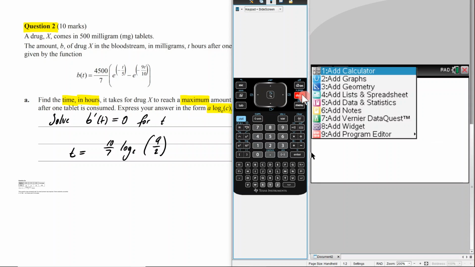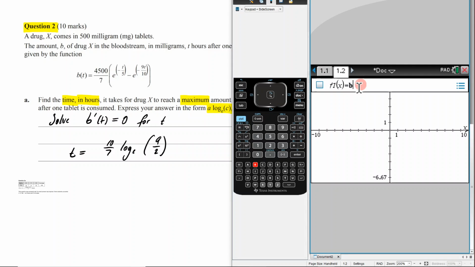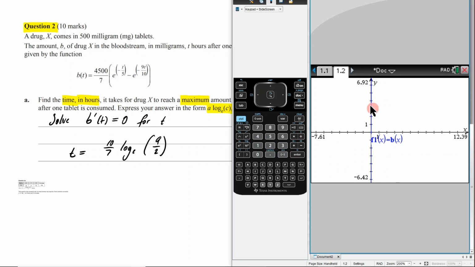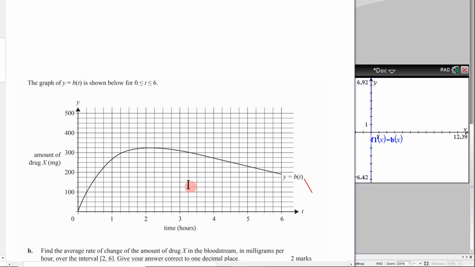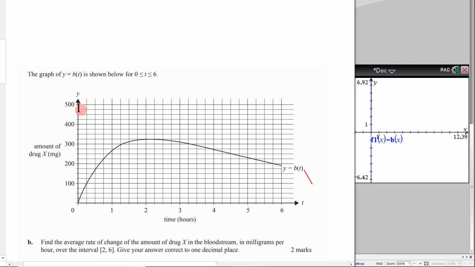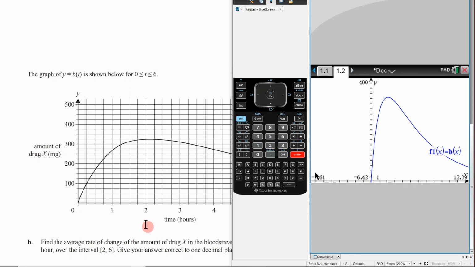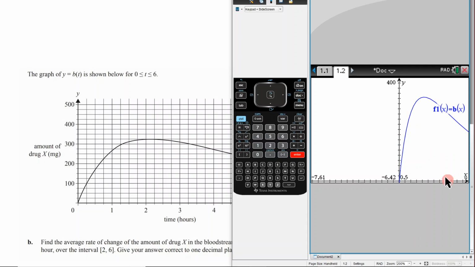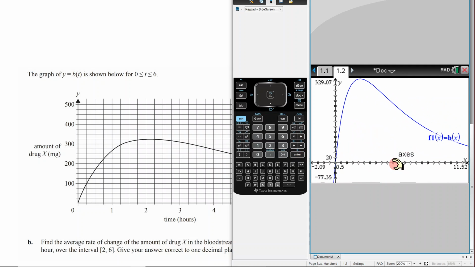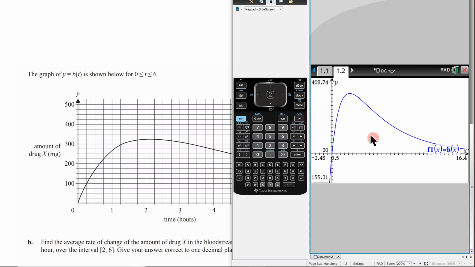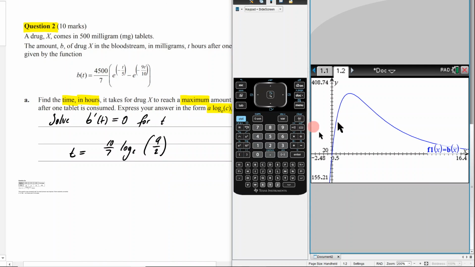If you wanted to double check that this is a maximum, you can graph this thing. So control doc, add a graph. We're going to graph b of x like so. Now, the window is not going to be correct, and the best way to figure out what the window should look like is to come down here, where I've actually graphed it for you. You can see that I should be going up to about 400, and then here I should go to about 6. Then I can move this across a bit, and there we go.